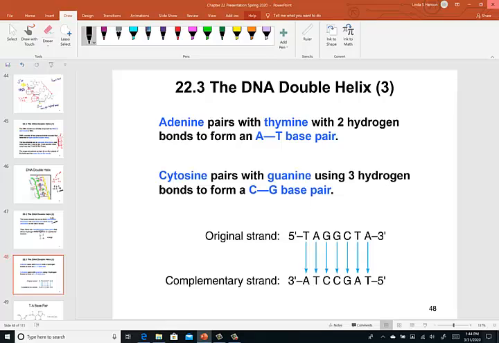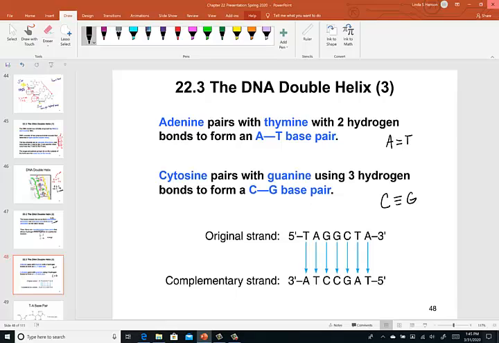I always remembered it by just putting a little equal sign, A equals T. Adenine, 2 hydrogen bonds to thymine. And when C joins to G, C to G, it does so with 3 hydrogen bonds, forming a base pair. C always goes to G, A always goes to T.